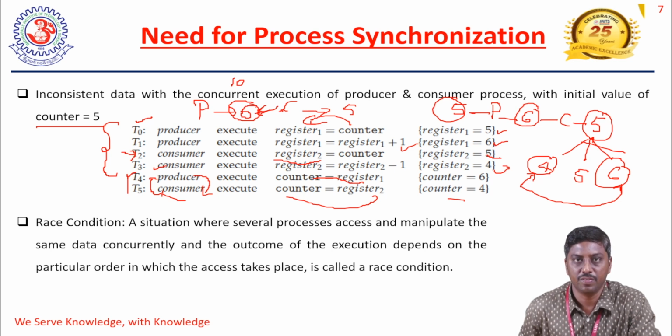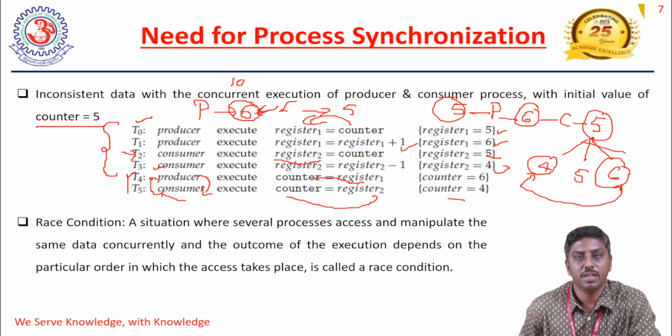It is a situation where several processes access and manipulate the same data concurrently, and the outcome of the execution depends on the particular order. Because if this is the order, just now from T0 to T5, the counter value is getting 4, or it may get 6 also. Because of this ordered execution, and many processes trying to manipulate the same variable, that is the same data, concurrently, that condition is called a race condition, and the outcome depends purely on the order in which the instructions are executed.